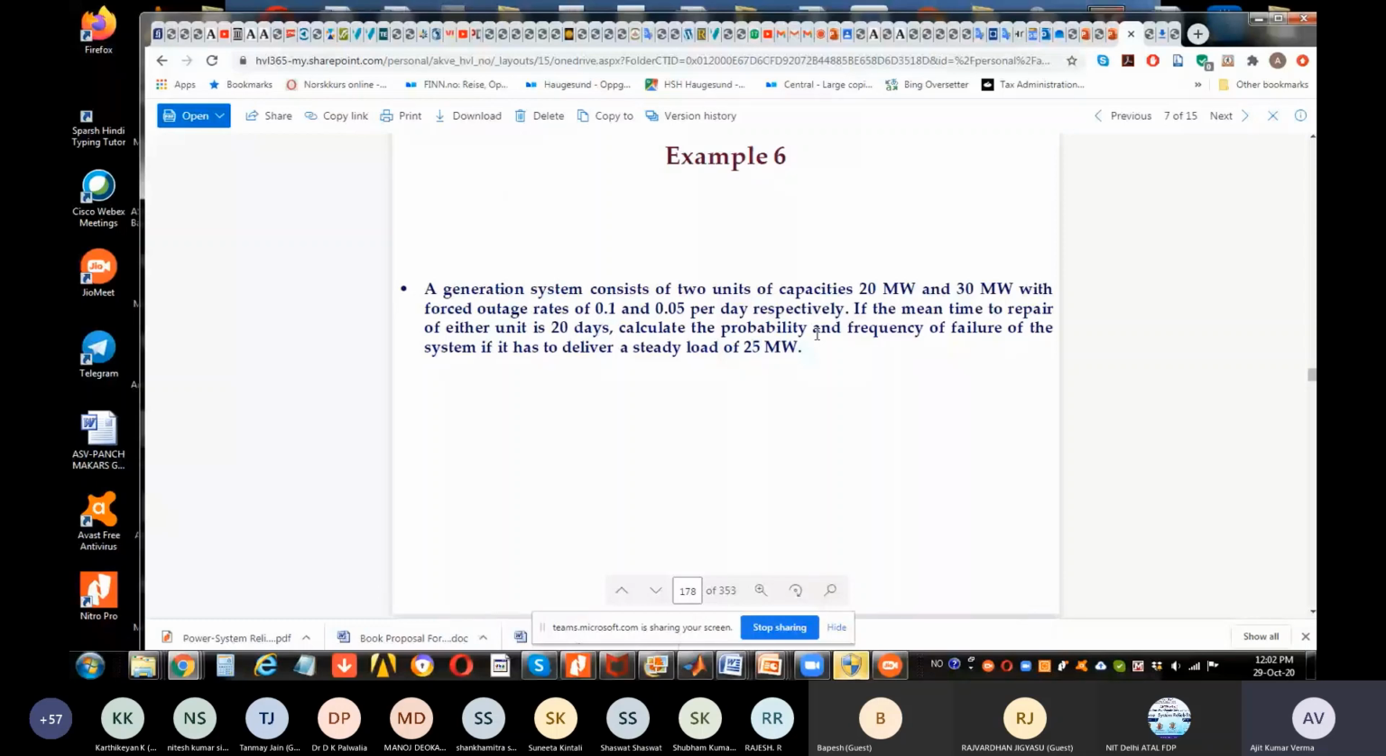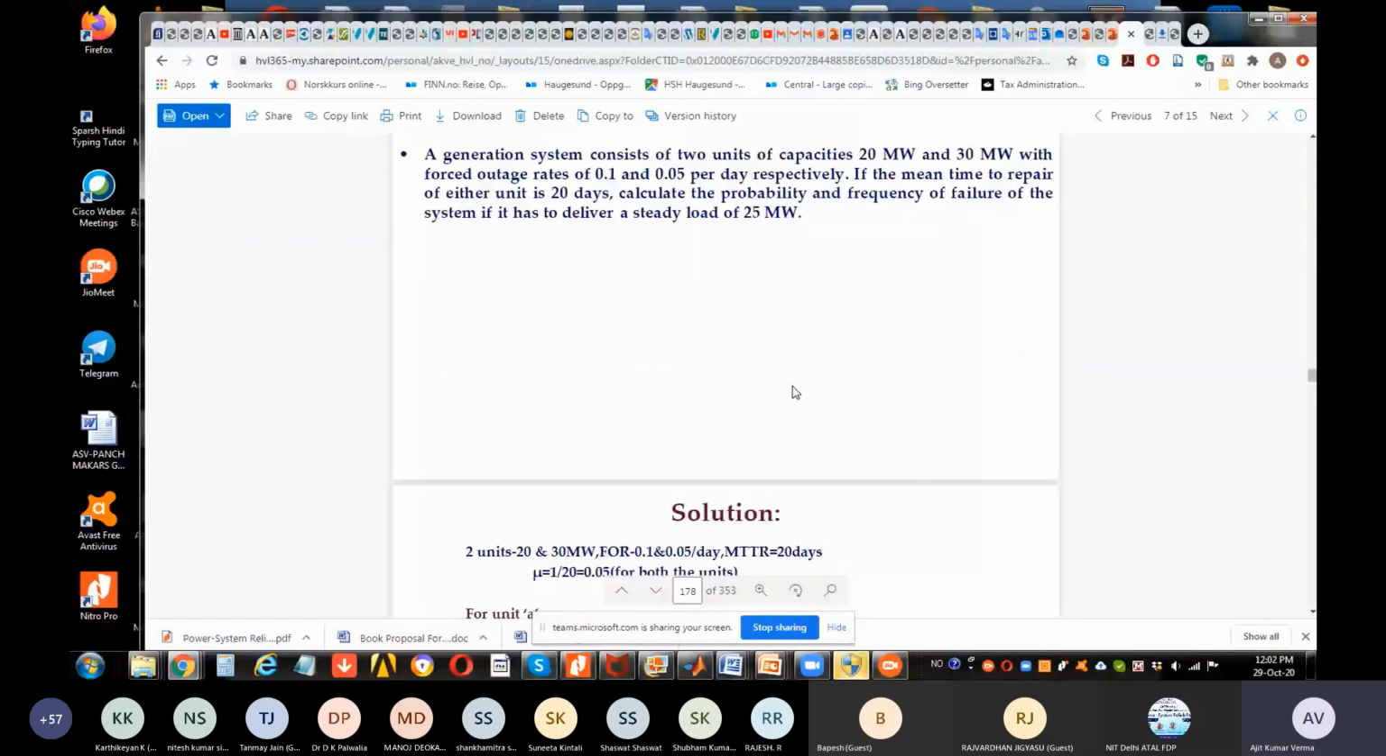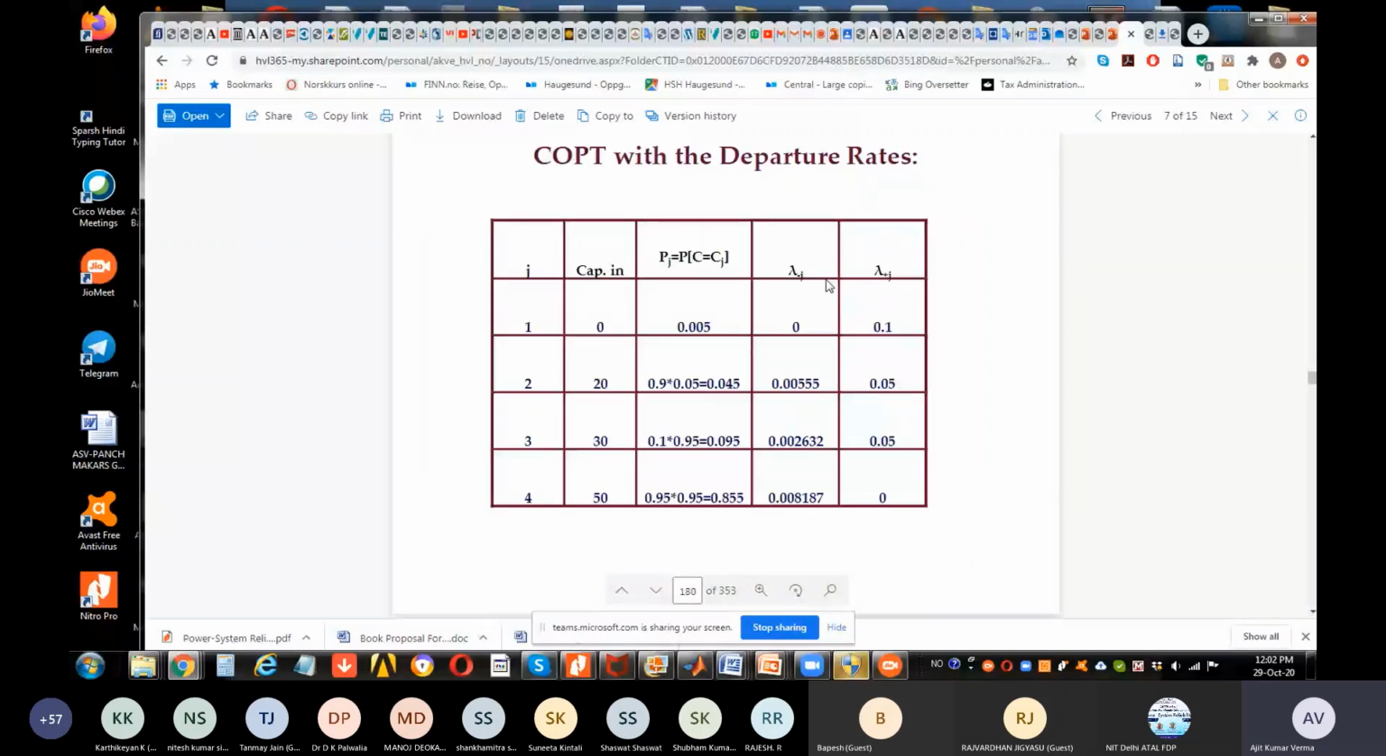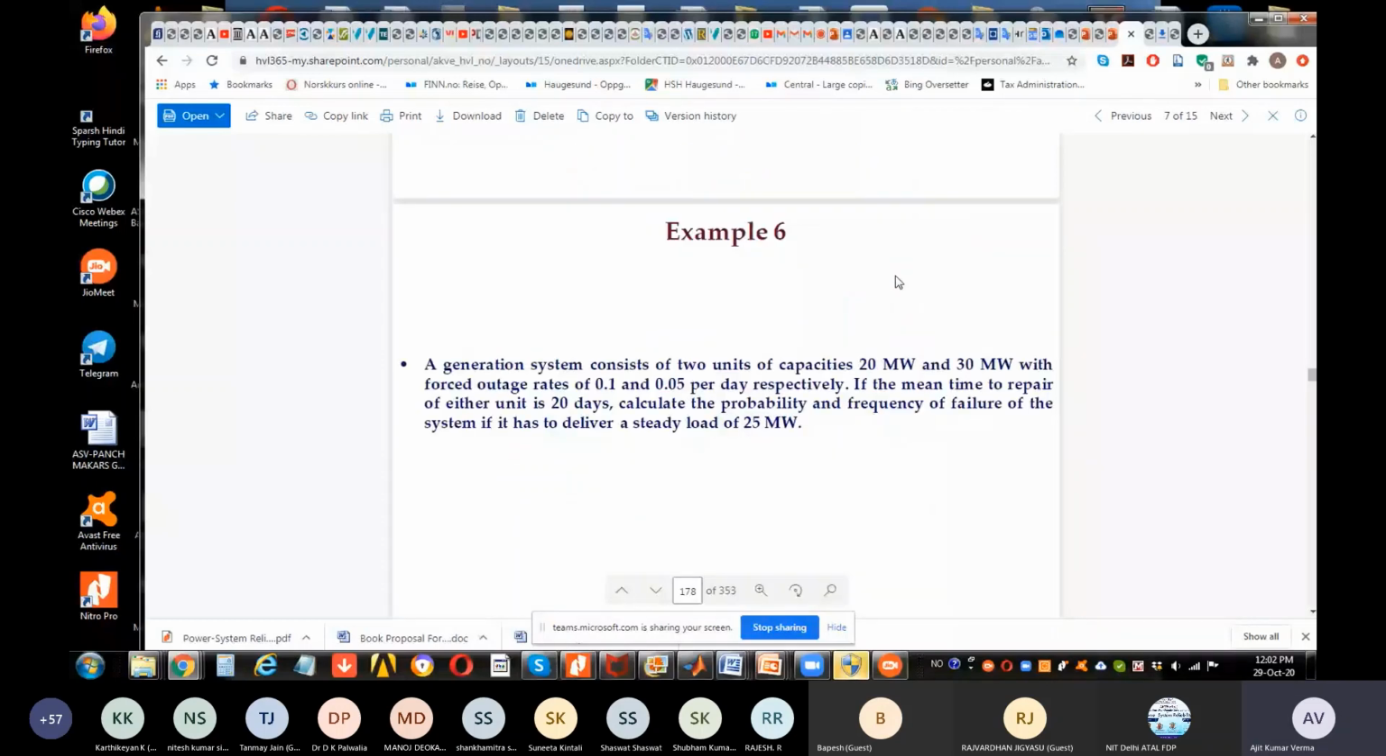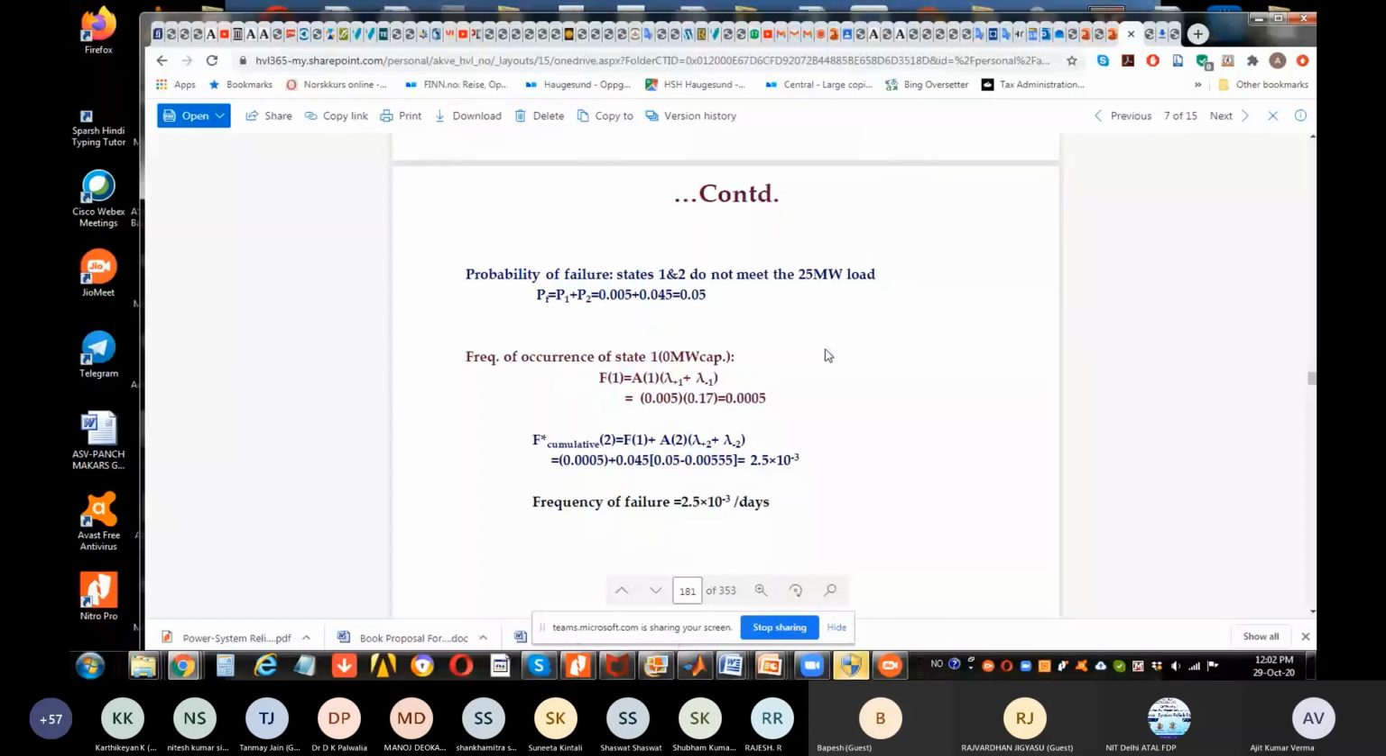That's the reason we have to be interested in knowing the transition rates, because we need to find out the frequency of failures as well. Here we need to find out only the probabilities and the frequencies of failure. So when the load is a steady state of 25 megawatts, now let's look at 25 megawatts.